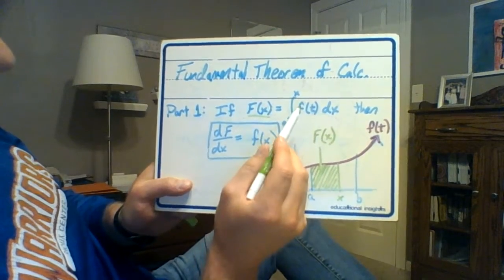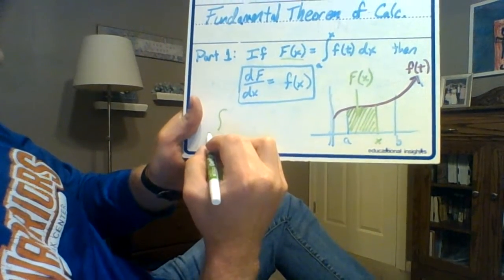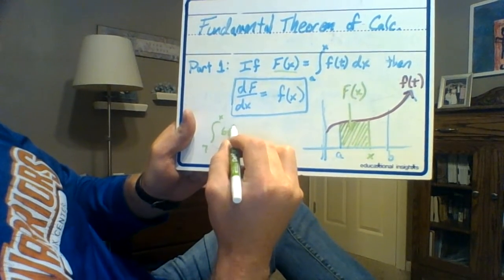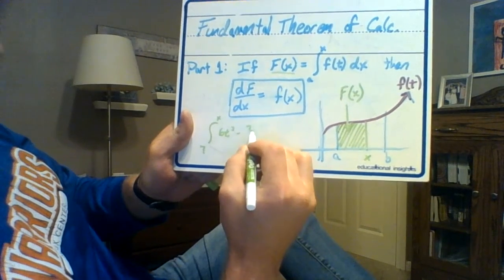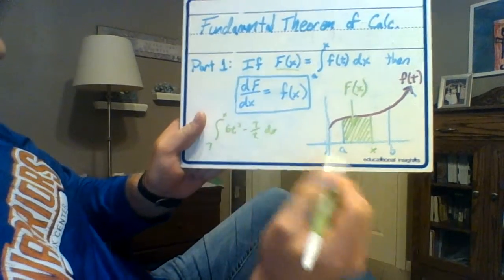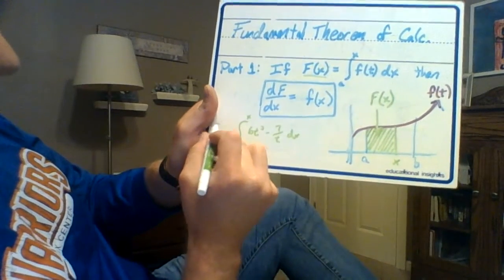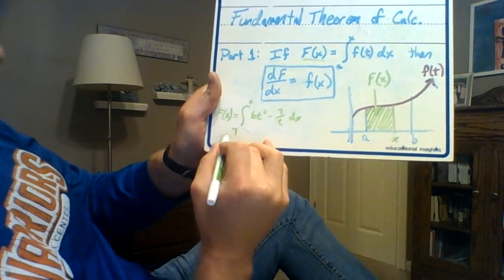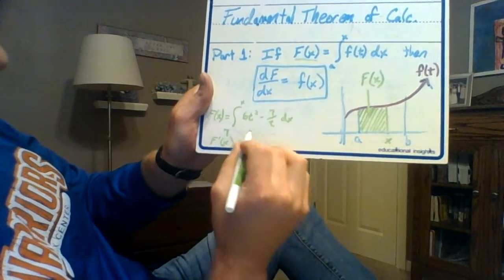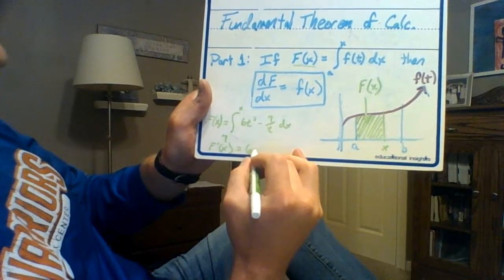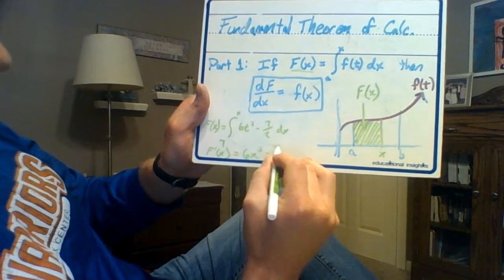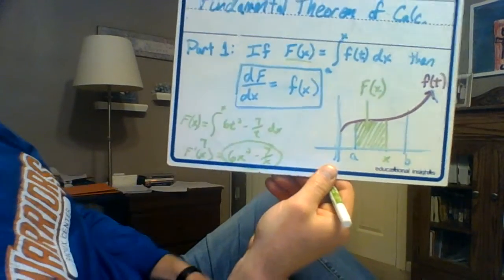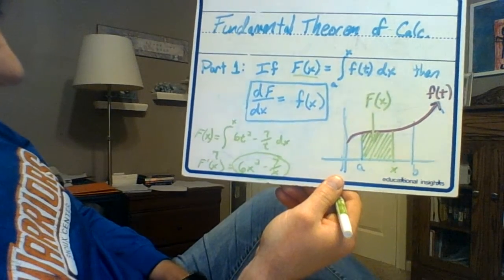Okay? So all you're going to do, if you had the integral from 7 to x of 6t squared minus 7 over t dt, if that was your capital F of x, and you were going to take the derivative of both sides, the derivative of that is simply substituting x in for t, like that. That is your derivative. Okay, done. And you might be going, well, what's the point of that?